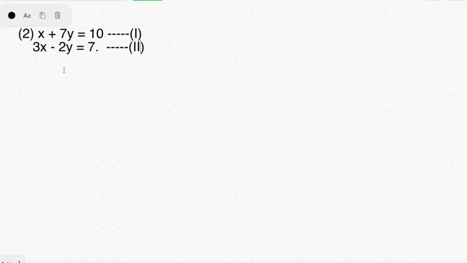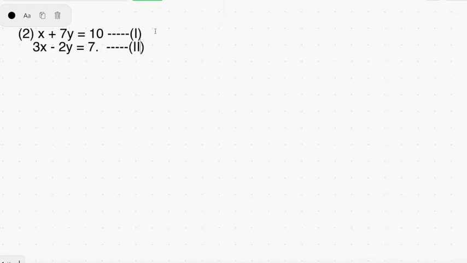To the second one. In the second one we have x plus 7y is equal to 10, which I named as 1, and 3x minus 2y is equal to 7, which is equation 2. But if we look at the previous sum, we were having something common, either a 5b or minus 5b, but here we don't have anything common. So first we have to make it common, right?